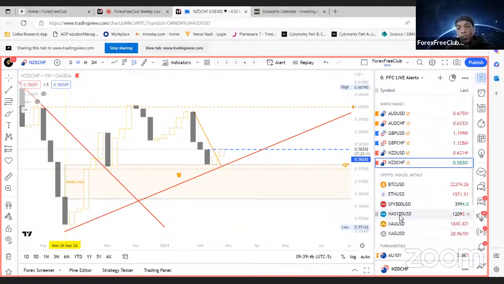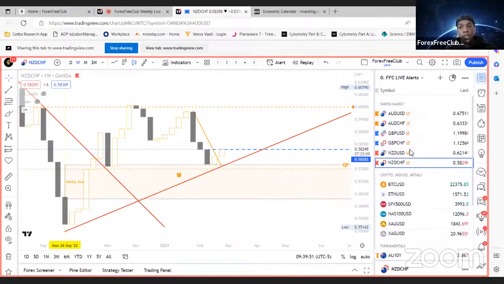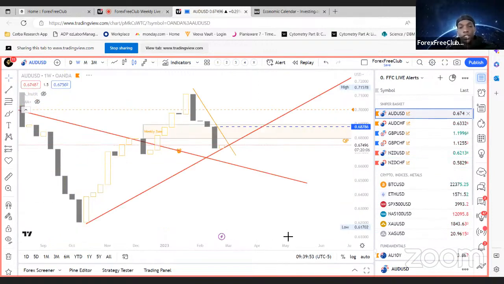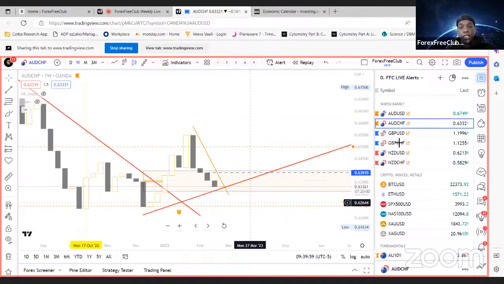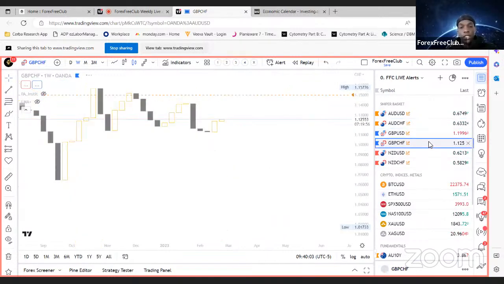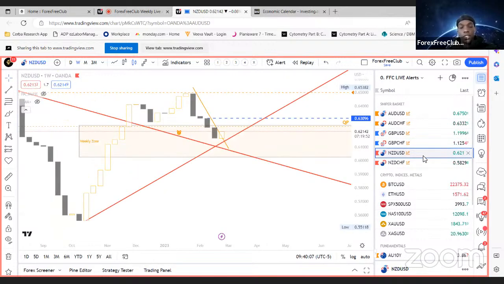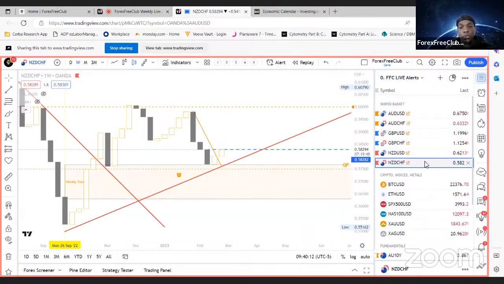All right. So that's pretty much everything I got for you guys this week. I just want to review. We're taking entries on everything. AUD USD is at the quarter point. AUD Swiss franc is not. GBP USD is at the quarter point. GBP Swiss franc is at the quarter point. NZD USD is approaching the quarter point, and NZD Swiss franc is not at the quarter point.